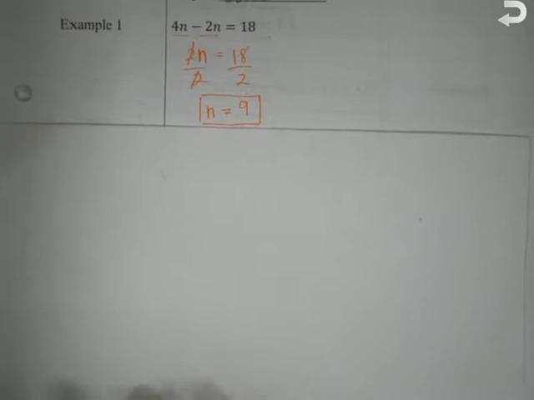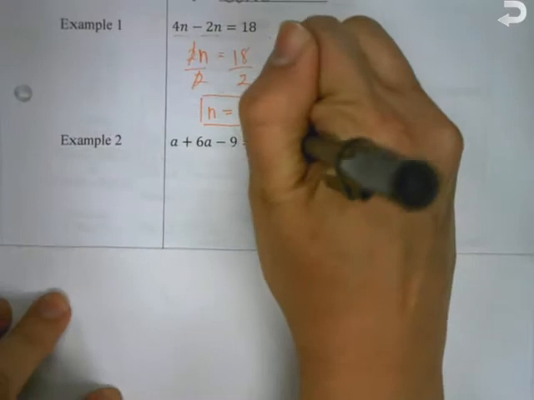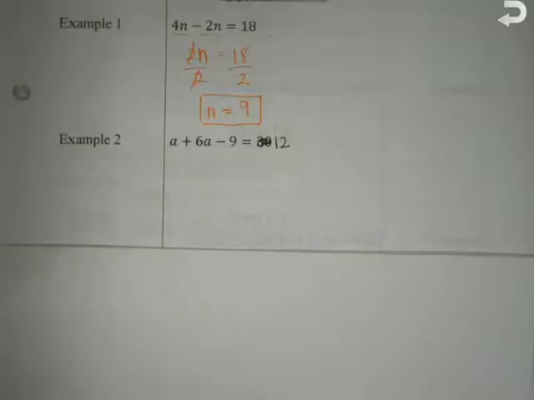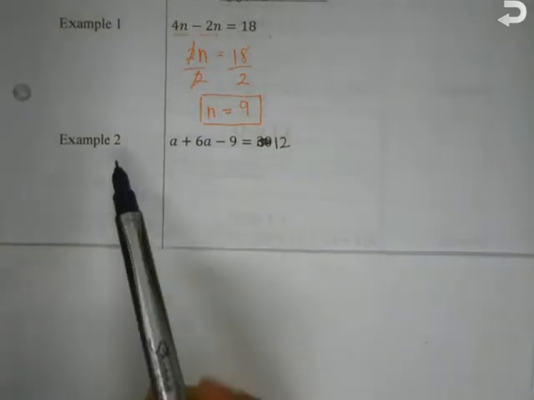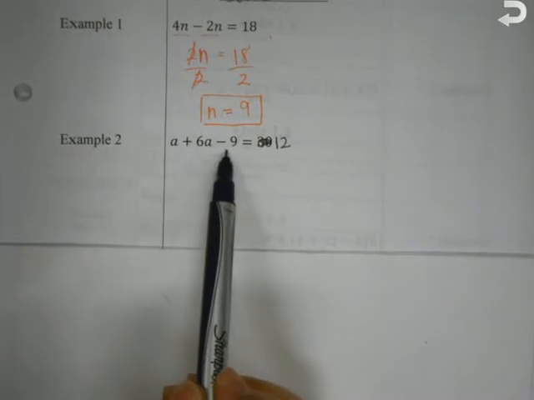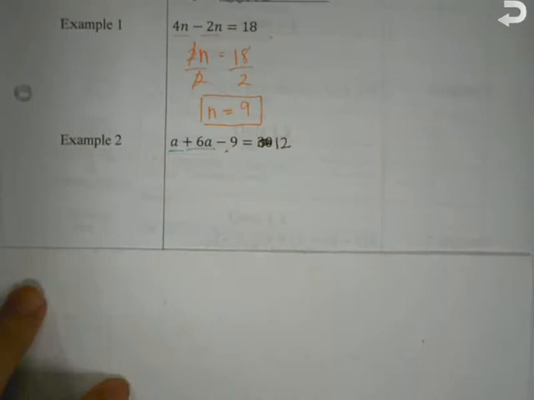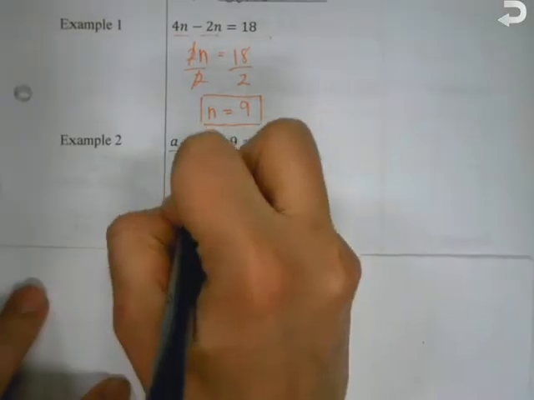Really quickly, there's a typo on example 2. It should not say equal to 30. It should say equal to 12. Okay, so step 1 says distributive property or combine like terms. Looking at the left, is there distributive property at all? No. Is there combine like terms? There is. What? 6a and 1a. What does that give me? 7a minus 9 equals 12.